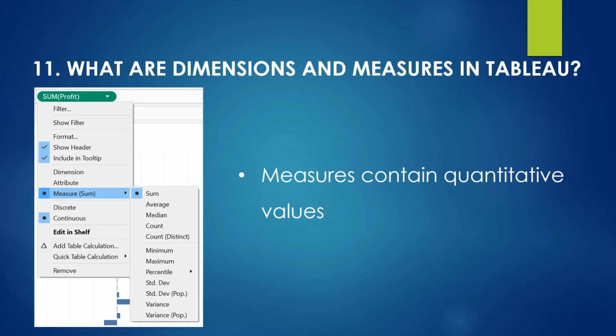Whereas measures contain quantitative values. For example, profit, sales, quantities, etc. And as you can see here, when we want to measure, we have the aggregation functions: the sum, the average, the median, the count, and the count distinct. And we have also the minimum, the maximum, the percentile, standard deviation, variance, etc.